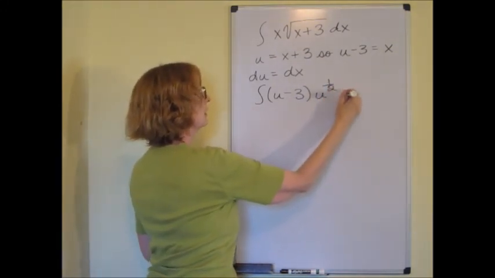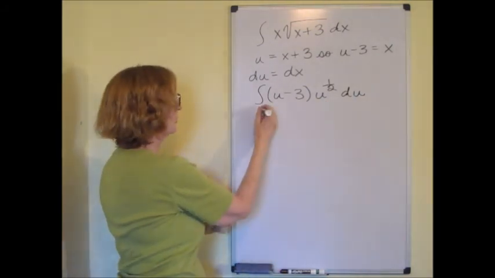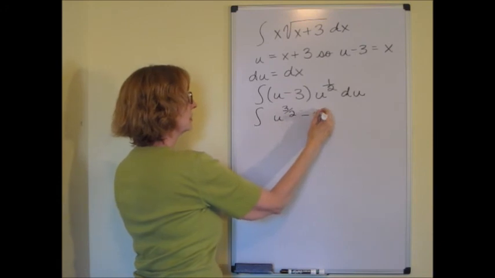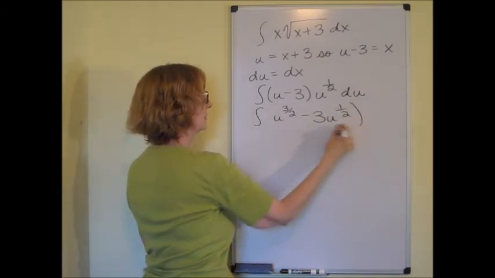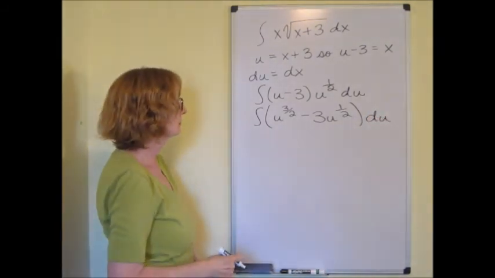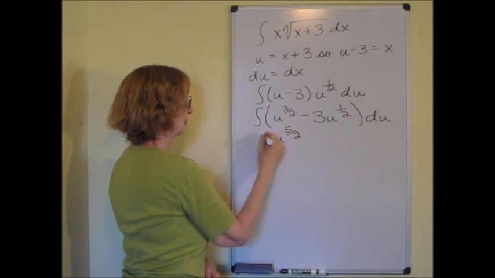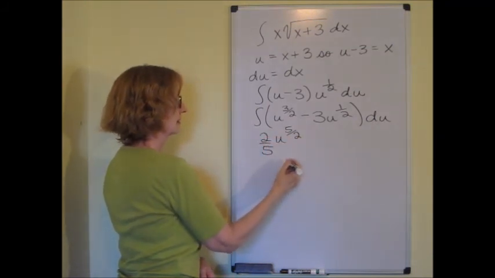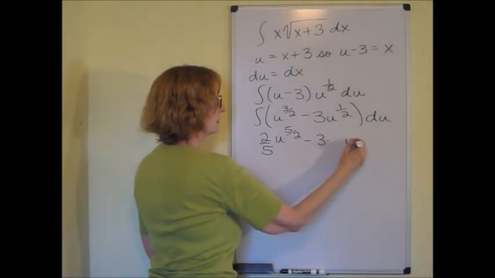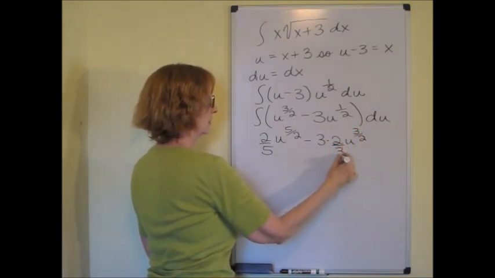I'm going to rewrite it, and then du. I can distribute the u to the 1/2 in here now. Let's see what we have. That's going to be u to the 3/2, you're just adding those exponents, minus 3 u to the 1/2 du. And now we can take our integral. Raise the power. That's going to give me 5/2, times the reciprocal, 2/5. All right. Minus 3 times u to the 3/2, and again, multiply by that reciprocal, 2 over 3, plus my c.